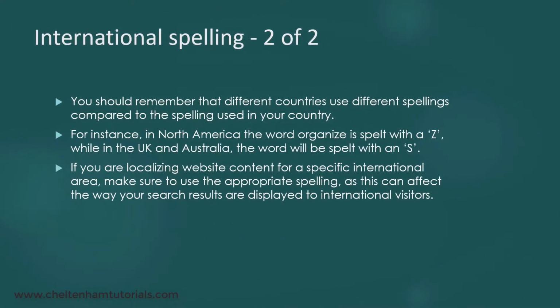So as I say, in North America, the word organize would have a Z in it, whereas in the UK, it might be spelt with an S. And so there's lots of words like that that are slightly different.